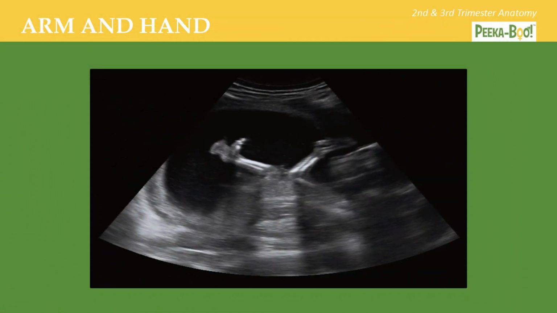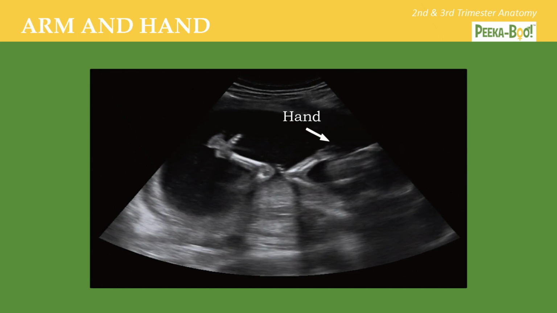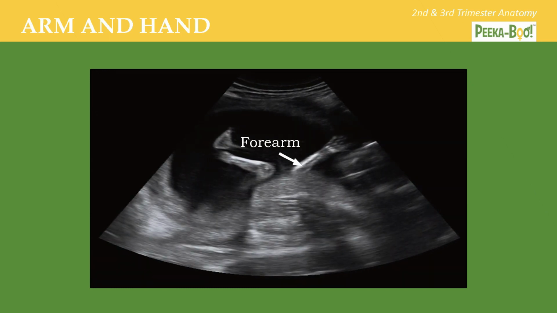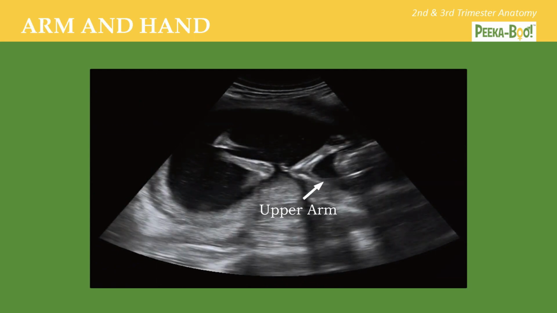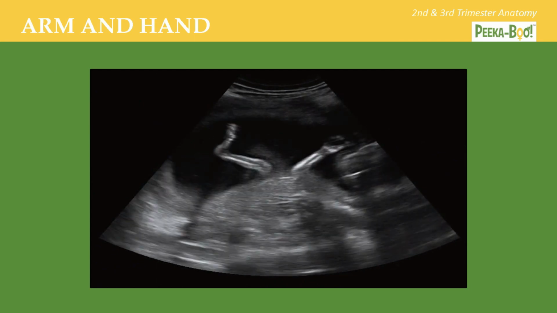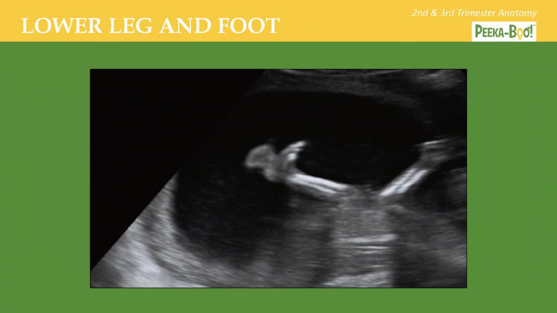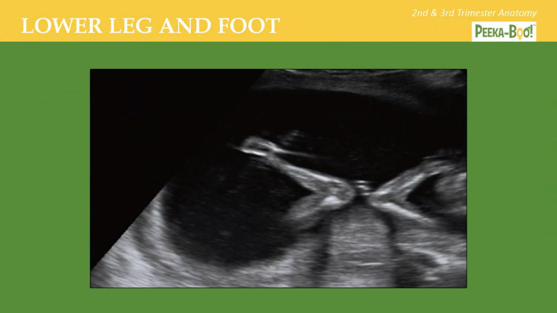Now we finish with the extremities. The arms and legs are often well seen because those are white. Here we can clearly see the hand, forearm and upper arm. Here is a nice image of a lower leg and foot.